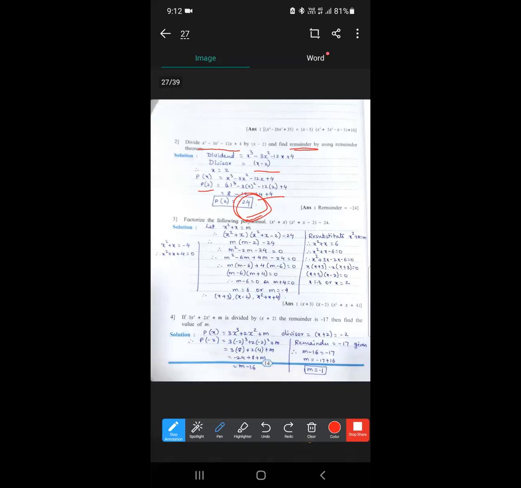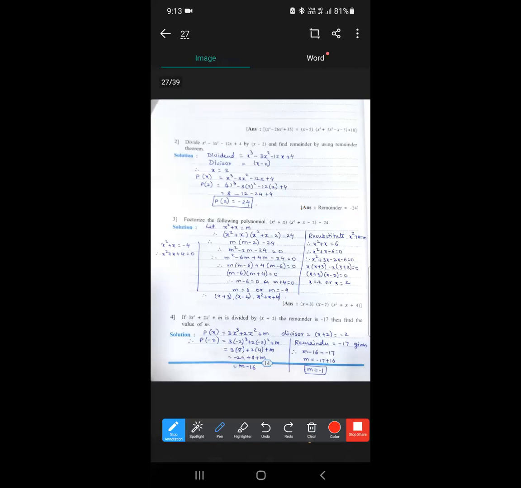In the solution part, you need to follow the BODMAS rule. Don't just add, subtract or divide in any order. You should follow the BODMAS rule, only then you will get the correct answer. At the last you can write down the final answer: the remainder is equal to minus 24. Here they have given the answer also. So this is how you can solve by using the remainder theorem. It's simple, you need to substitute only the value of the variable in the given polynomial.